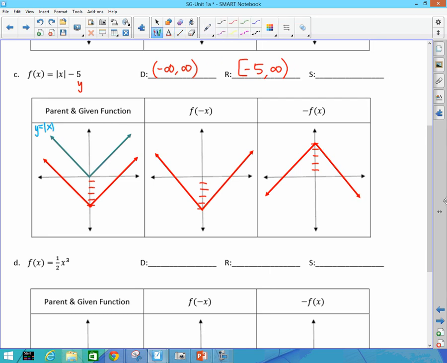Okay. Are these two the same? They are the same, so we have an even function. Those two are not the same. Can't be even and odd.